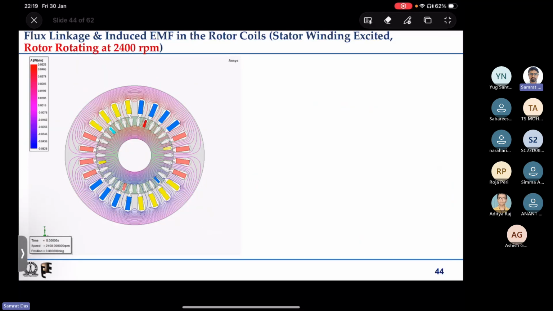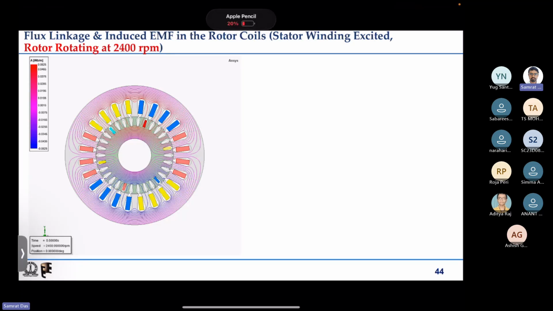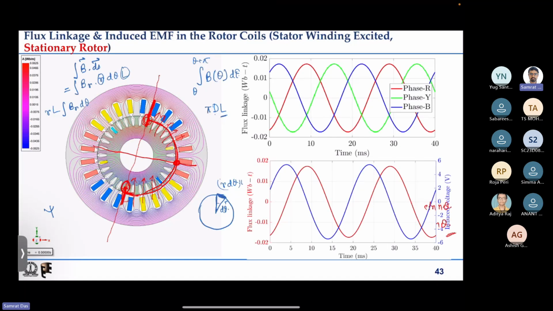So we have understood that if we excite the stator with three phase distributed sinusoidal currents and keep the rotor stationary, then in that stationary condition itself there will be flux linkage of 50 hertz frequency and some induced EMF of 50 hertz. Now let us see what happens, and then we will go to currents.